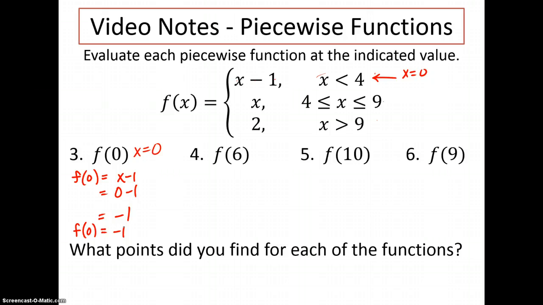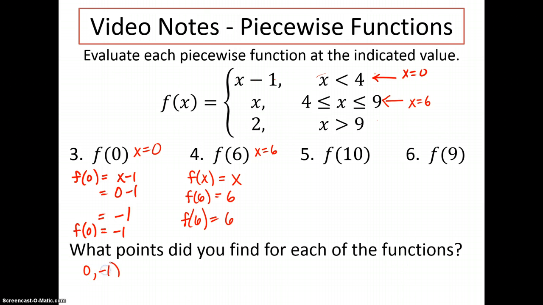Number 4, how about f of 6? 6, where is 6 going to fall? Well, 6 is going to fall between 4 and 9. So in this line is where x equals 6. Okay, so at x equals 6, f of x is going to be x, which is right here. Okay, so f of 6 is going to be 6. F of x equals x. So the point we just found is f of 6, there's our x, equals 6. That's our y. So we can go down here and start doing our points. This was the point 0, negative 1, and this was the point 6, 6.